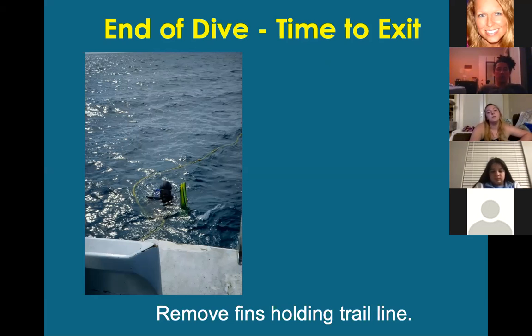And then once you do get up to the ladder, you're going to remove your fins. And a lot of times you can put them on your wrist and then climb up the ladder, which we'll show you at the pool session. And sometimes in Panama City, they're actually really nice to us. We can hand them our fins and they'll hold on to them for us, so we don't have to walk up with them.